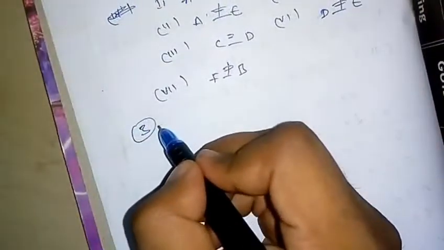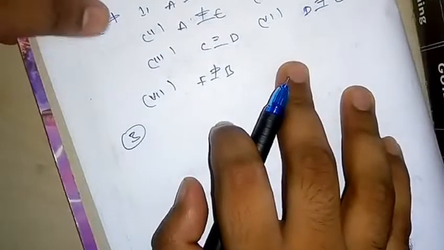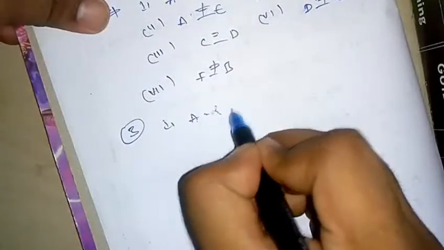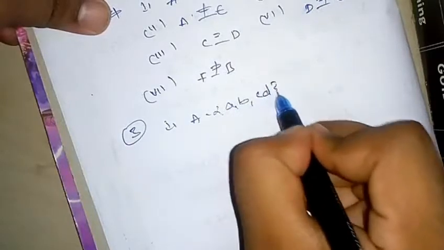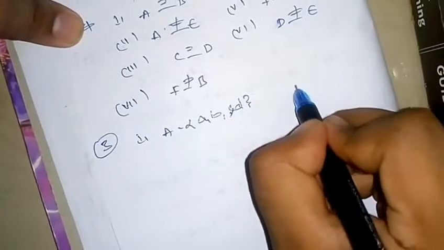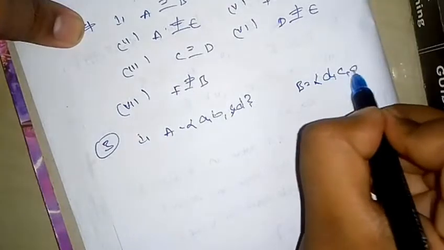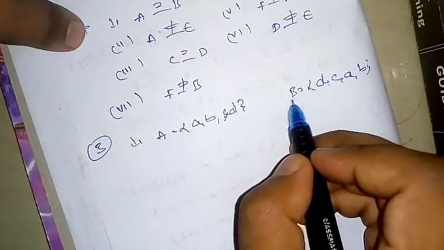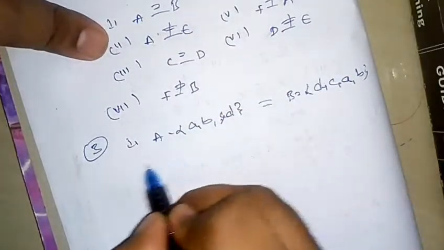Third question. Which of the following statements state whether A is equal to B or not? First one, A is equal to {A, B, C, D}. Next, B is equal to {D, C, A, B}. All the elements present in A are there in B and all the elements in B are present in A. So these two are equal.